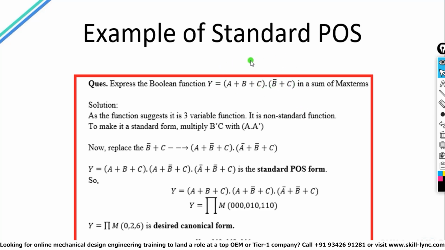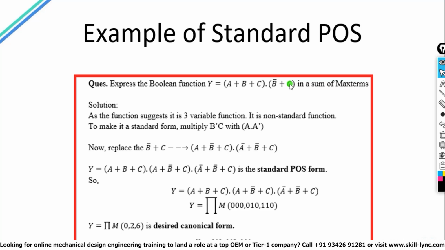See, this is the question. Okay, now what happened? First of all, identify whether it is a standard form or a non-standard function. So it is A, B, C. Okay, it indicates that 3 variables are present in the question. But in this part, only B and C are there. A is missing. So we have identified that it is a non-standard function. And second, we have identified that in the second term, A is missing.